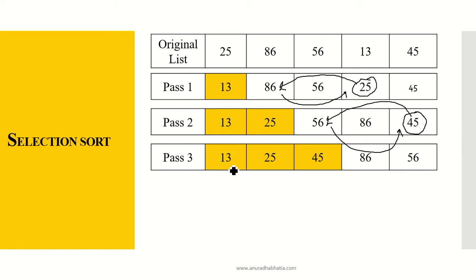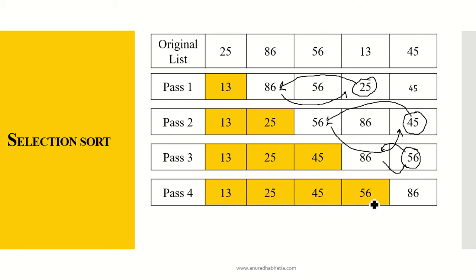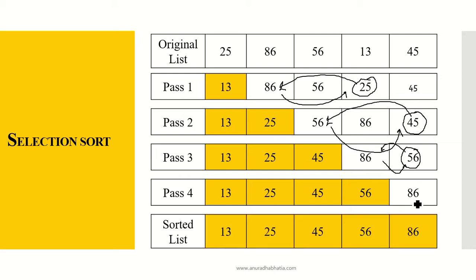After pass 3, 13, 25 and 45 have got their fixed locations, leaving 86 and 56. The minimum element is 56, so 56 will be swapped with 86. After pass 4, I've got my fixed locations. As there are only 5 elements in the array, 86 has its position automatically fixed. So the sorted list is 13, 25, 45, 56 and 86. You have seen that the number of passes is n-1; as there are 5 elements in my array, the number of passes is 4.